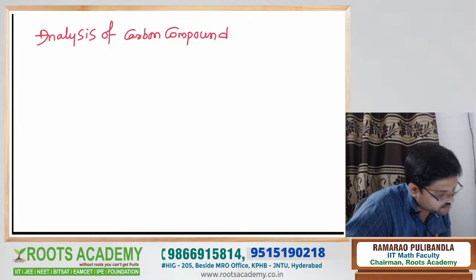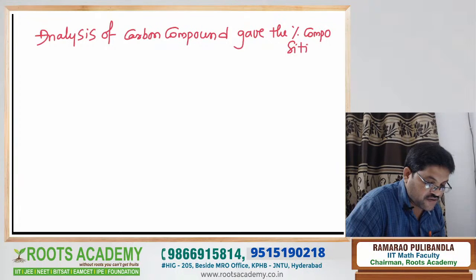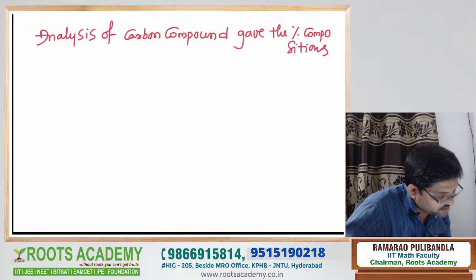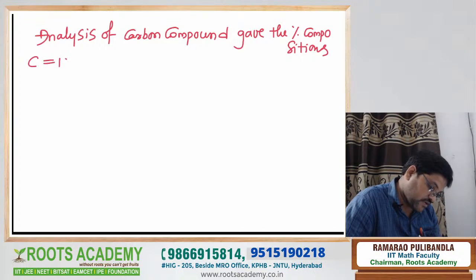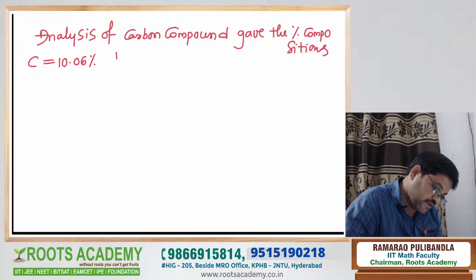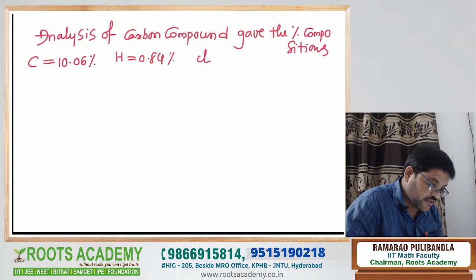Analysis of the carbon compound gave the percentage composition. How are the percentage compositions given? Carbon is equal to 10.06%, hydrogen is 0.84%, and chlorine is 89.10%. The total value is 100.